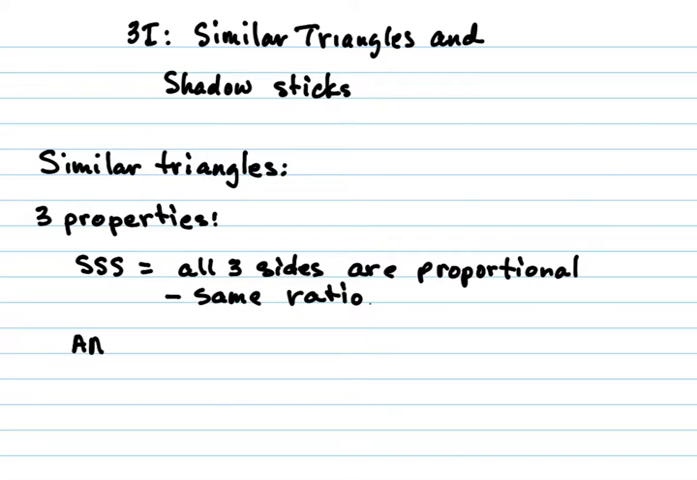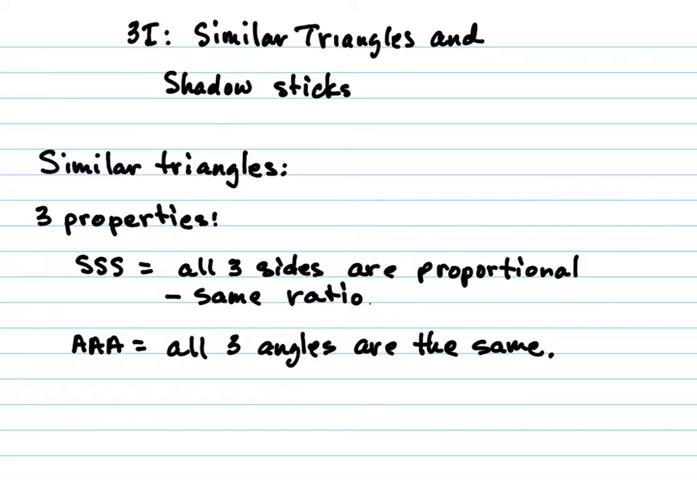The other one is angle, angle, angle, and that is all 3 angles are the same. And really, you only need 2 angles, because if 2 angles are the same, then what can you conclude about the third one? It has to be the same. There's no way that you could have 2 angles be the same and not have the third one be the same, right? But to keep it consistent, we look at all 3.